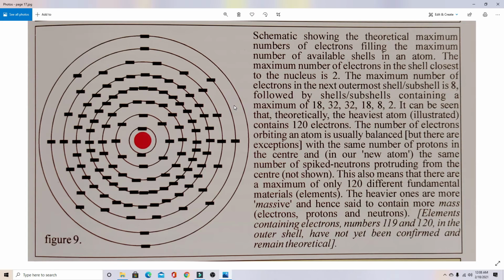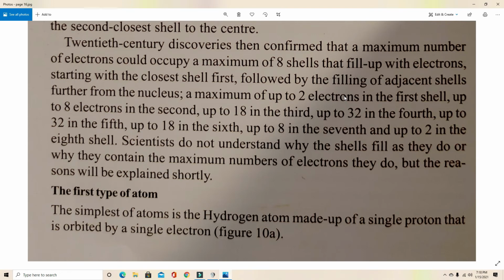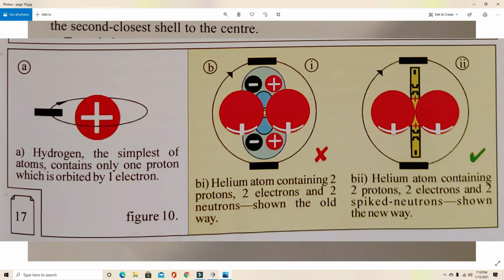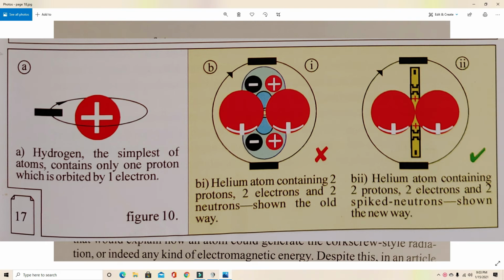Okay. So we're going to keep going, and you understand the three atoms, and then we're going to continue. The first type of atom, the simplest atom, is the hydrogen atom, made up of a single proton that is orbited by a single electron. The second type of atom, helium, is the next most complex atom. It has two protons in the center together with two neutrons and is orbited by two electrons in the first and only shell.